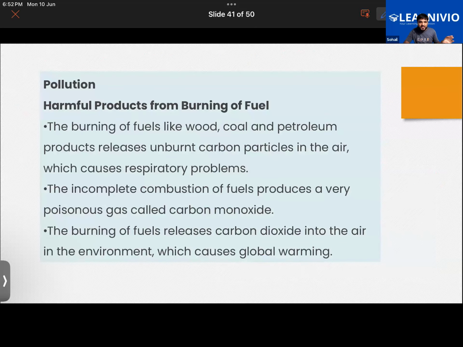So let us now learn how the burning of fuels leads to harmful products and causes damage to health.